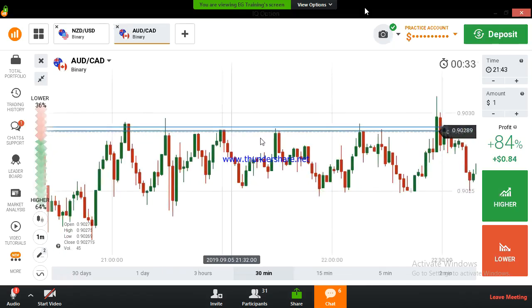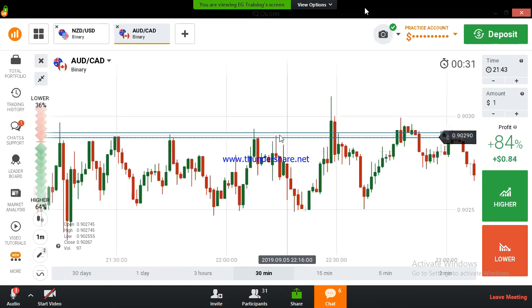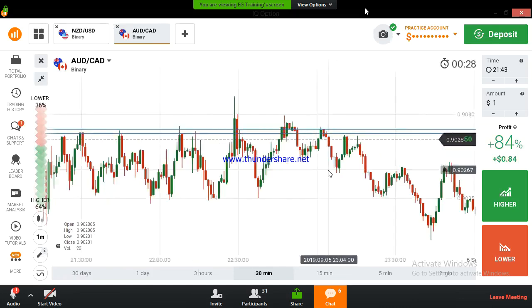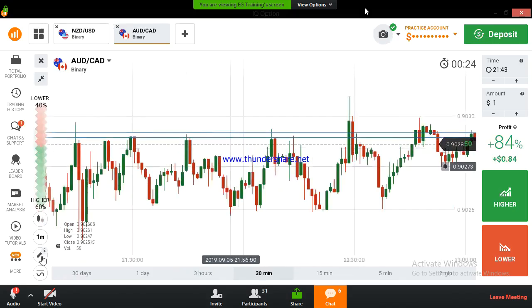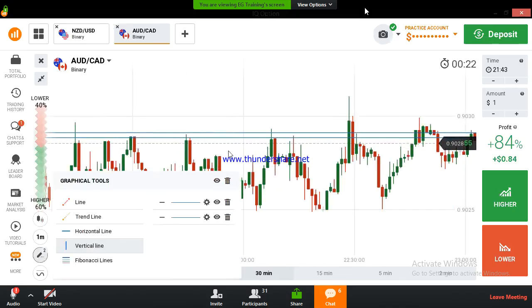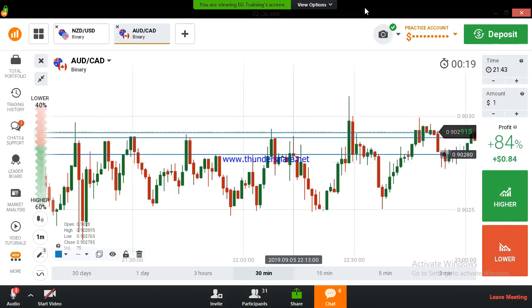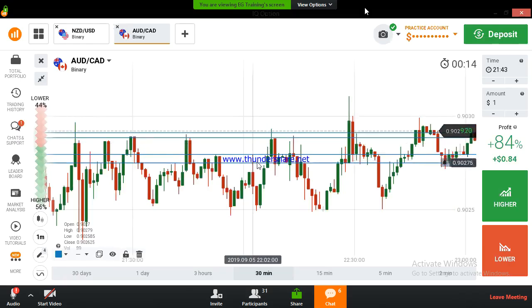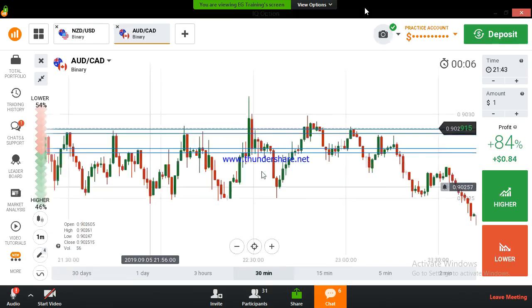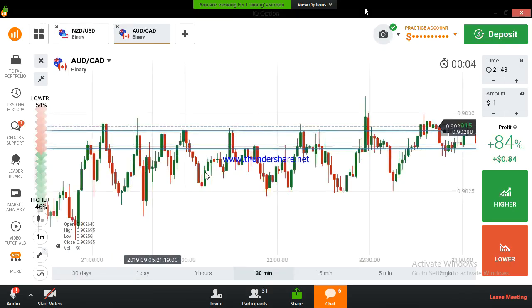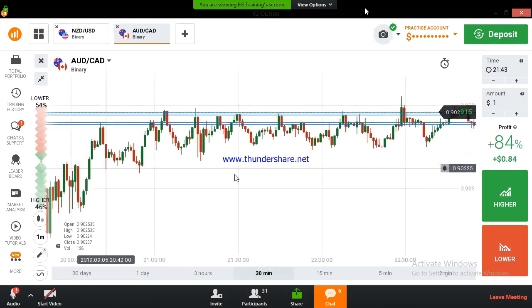Reversal, reversal, reversal. Yes, there is a level. The market is respecting this level, and we should check this level. There is a reversal point here. And this level. Let me check this level. The market is respecting this level also, but it is not stronger than this level. Here also it reversed.